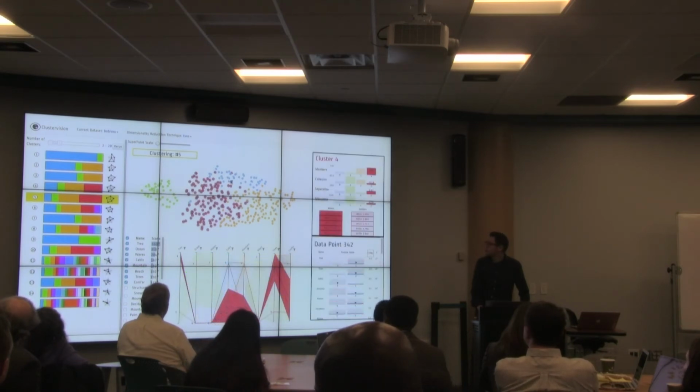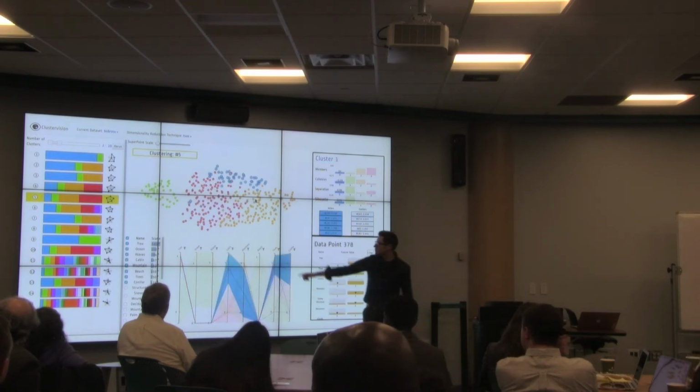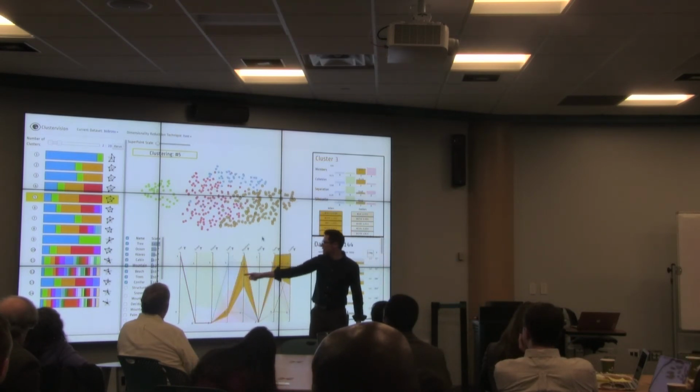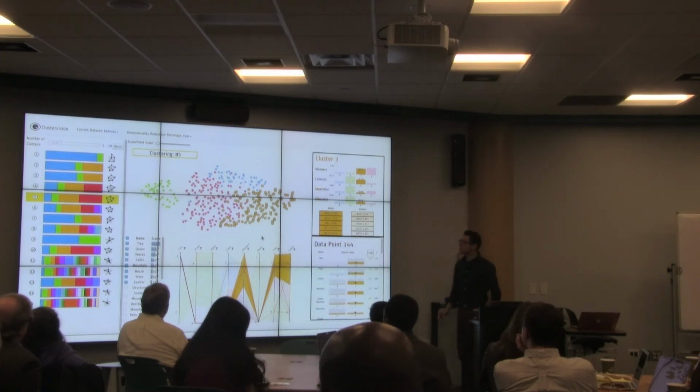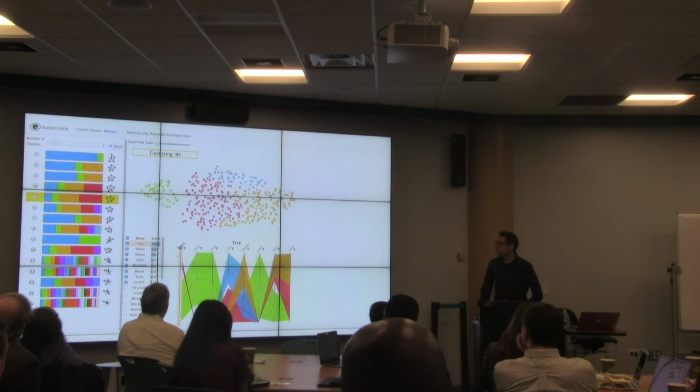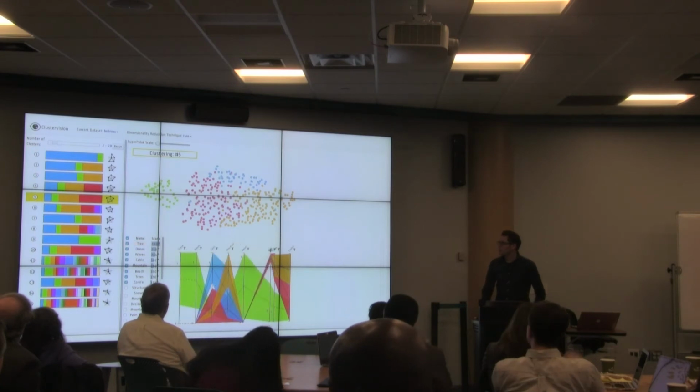You can see this red cluster seems to have high values for trees. This blue one seems to have a high value for cabins. This yellow one seems to have a high value for mountains. So each cluster, if you spend some time looking at it, would have different properties.